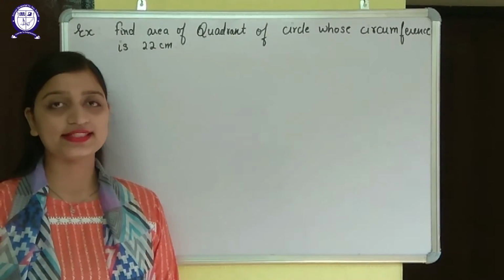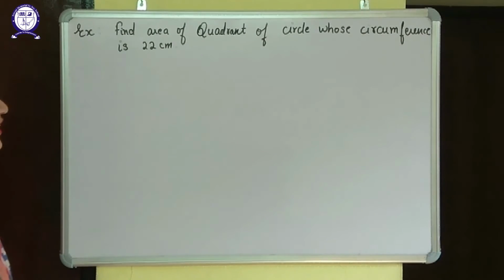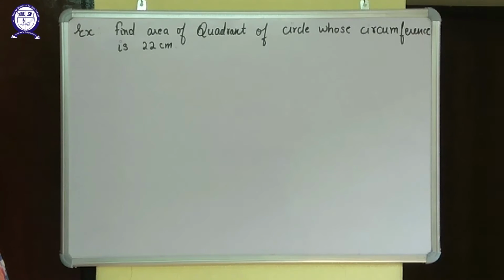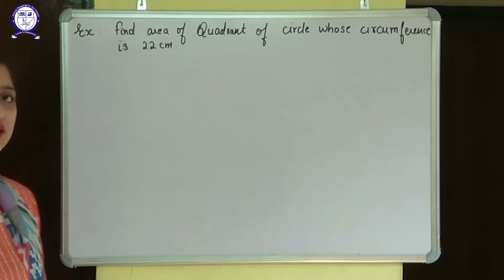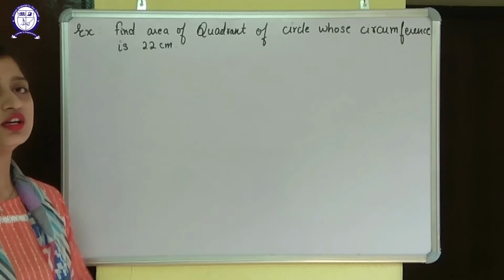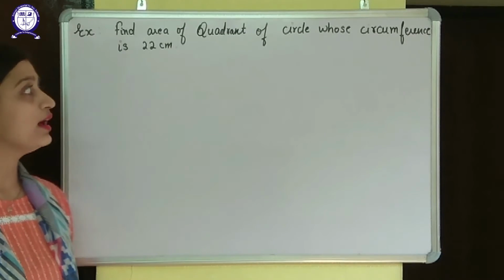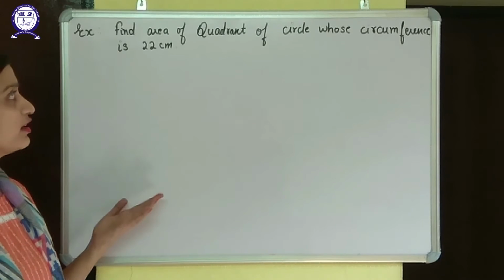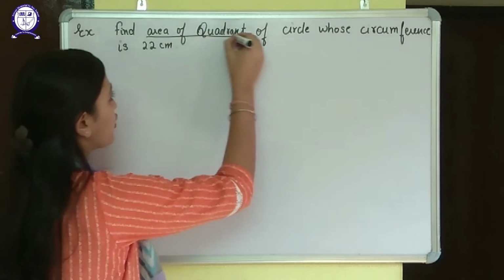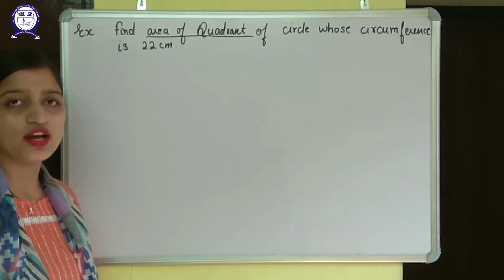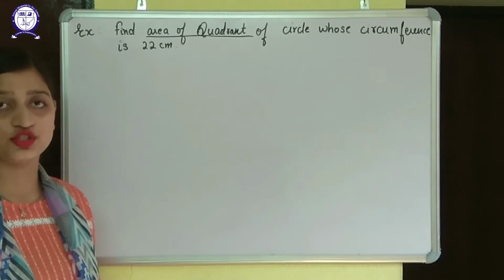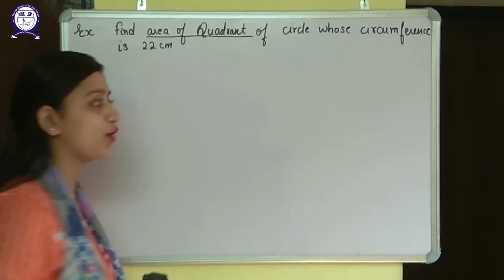Now coming to the next example: find the area of the quadrant of a circle whose circumference is 22 centimeter. Now look at the question properly. In this question, neither the angle is given nor the radius is given. Only one thing is given, that is circumference, and moreover we need to find the area of the quadrant. Now what is the area of quadrant? We don't know, right? Now we have to make the figure for this question, then you will understand it properly.